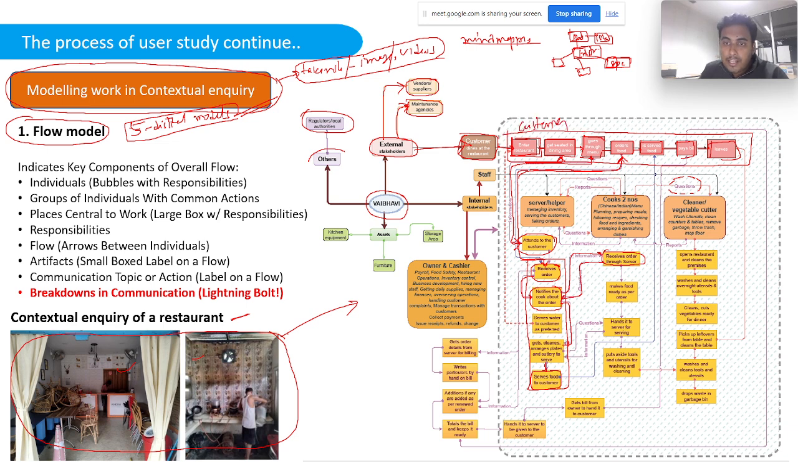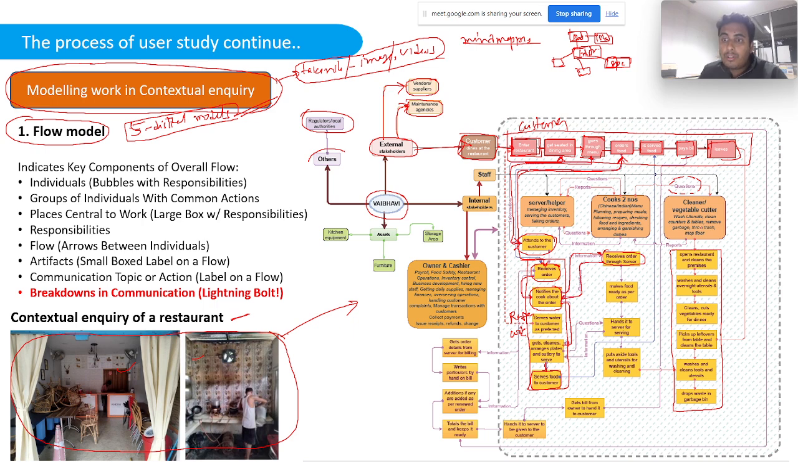Here you can see a task flow of a restaurant cook. Okay, so this is the service helper. Similarly, if you notice here cook 2, so these are the reports, and these are the vegetable cutter. His flow of task when he actually cuts vegetables.